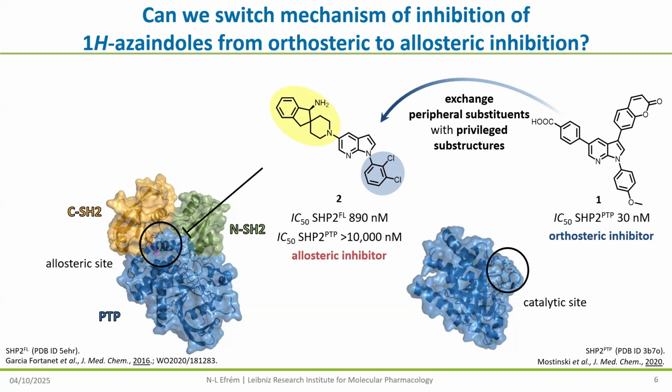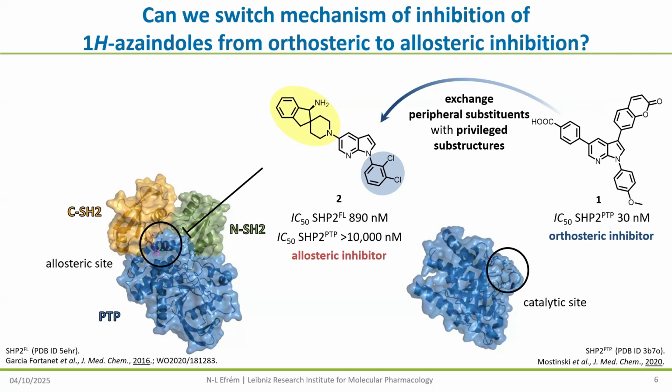And this is evidenced experimentally by the ability of this compound to inhibit the full-length SHP2 protein, but showing no inhibitory activity on a truncated SHP2 construct that only comprises the catalytic domain. That's where the allosteric pocket is not present.